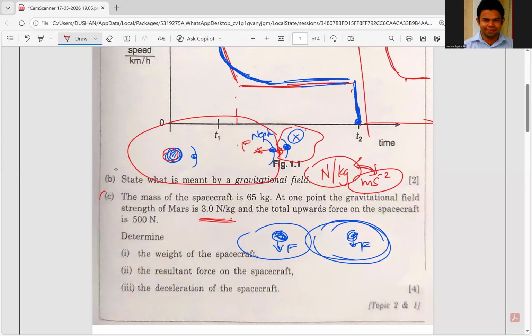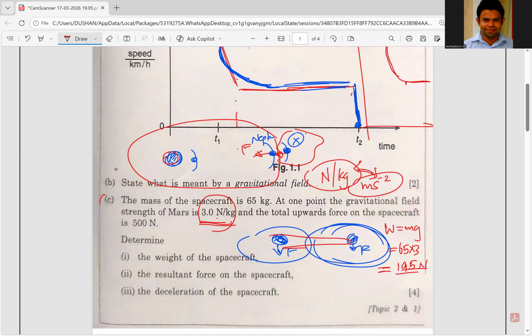Manuka? Yes, sir. The total upward force on the spacecraft is 500 newtons. So first, the weight of the spacecraft. How do we calculate the weight? W equals mg. Very good. So what is m? 65. What is g? 3, because we are not on Earth now, we are on Mars. So 65 times 3. What is the answer? 195. What is the unit? Newtons. Very good. Therefore, the first part answer is 195 newtons.